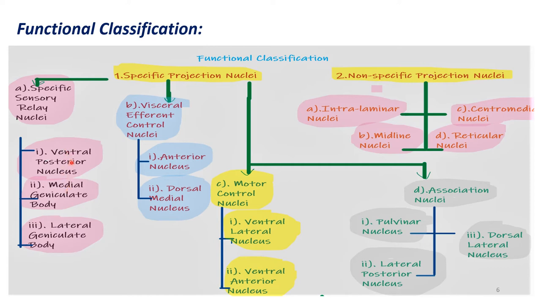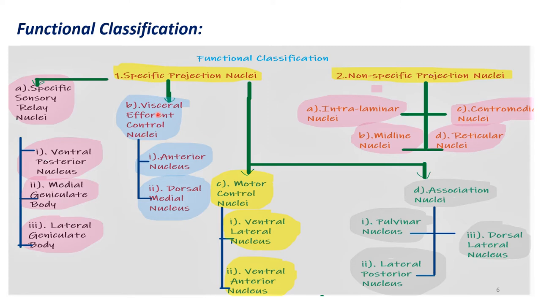If you remember, in the anatomy classification, we have the anterior group, we have the medial group, we have the lateral group. So they belong to the ventral part of the lateral group. We have the ventral posterior nucleus, or what we called the ventrobasal complex, which is further divided into ventro posterior lateral and ventro posterior medial nucleus. And then we have the medial geniculate body, and then we have the lateral geniculate body.